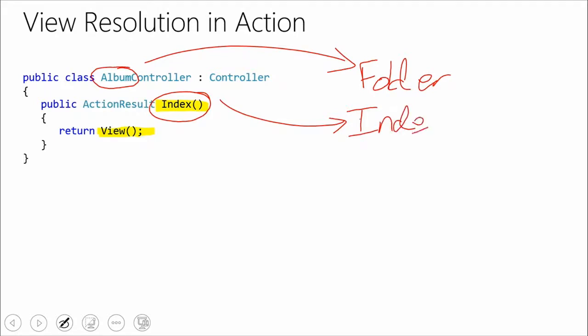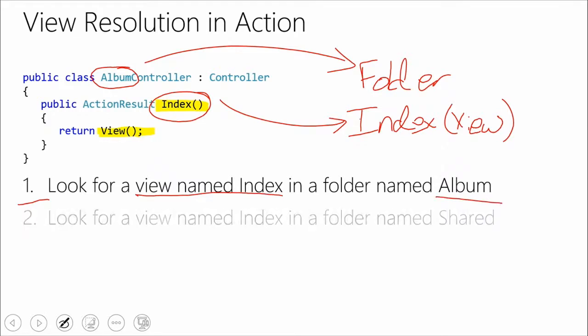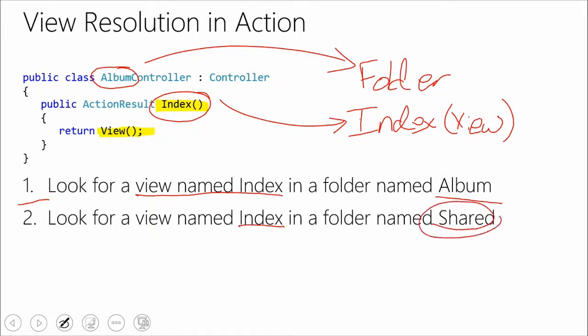Whoops, well, index, and this is really going to be our view. There we go. Sort of looks like a 3-year-old just grabbed a crayon here, but it works. In any event, that's what's going to happen behind the scenes. So step one is it's going to look for a view named index inside of a folder named album. If it doesn't find that, then it's going to look for a view named index in a folder named shared. And if it doesn't find that, it's just going to error.